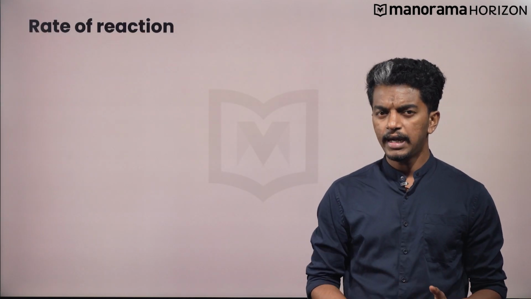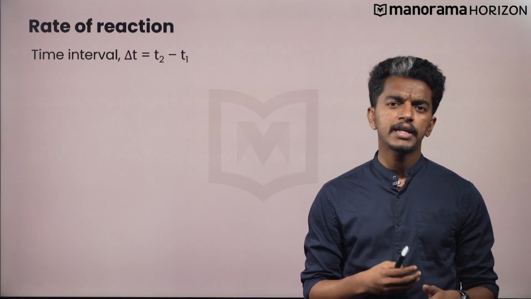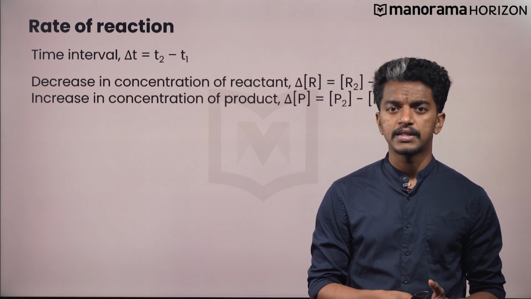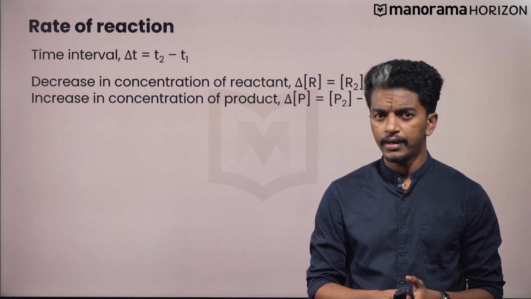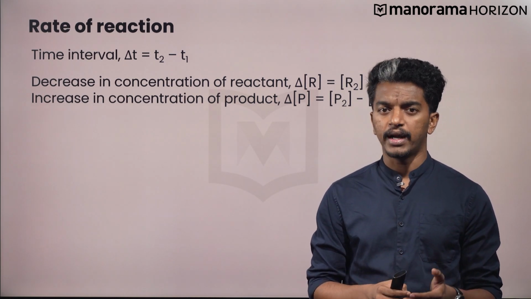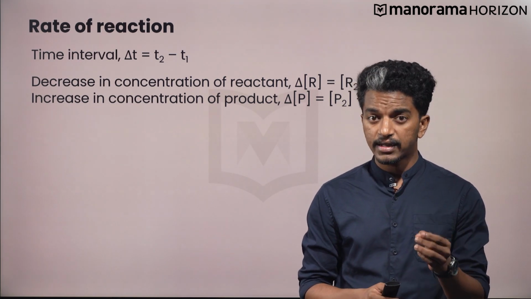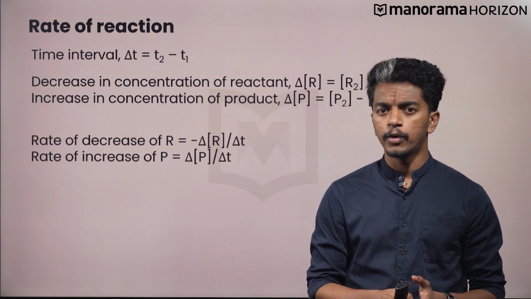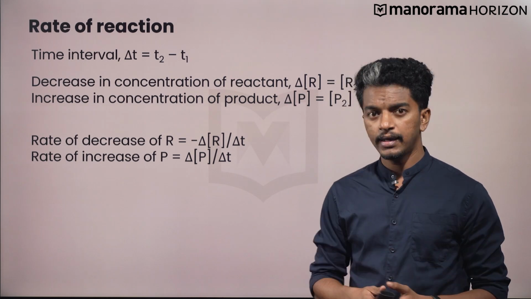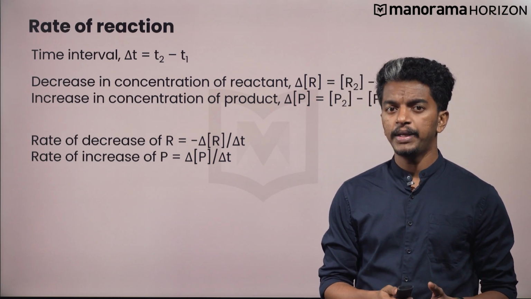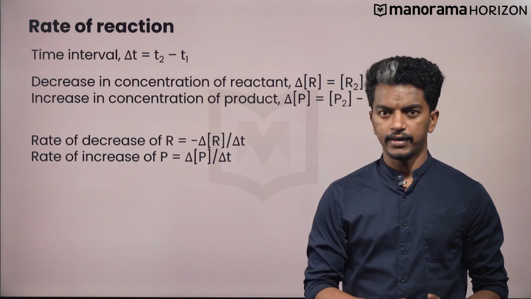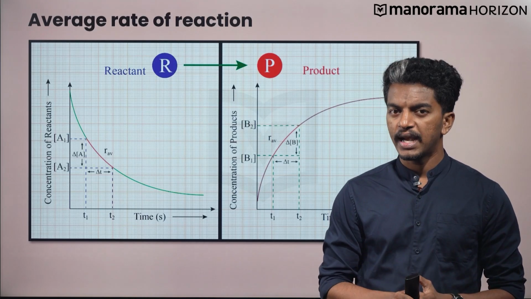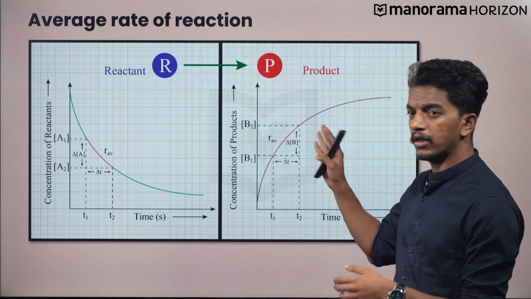For a time interval, delta T given by T2 minus T1, if the decrease in concentration of the reactant is R2 minus R1 and the increase in concentration of the product is given by P2 minus P1, then the average rate of reaction can be defined in terms of the change in concentration of the reactant or product with respect to time. That is, the rate of decrease of R will be equal to minus delta R by delta T, and the rate of increase of product P will be equal to delta P by delta T. The average rate then would be given as shown here. The average rate of reaction can be depicted graphically as shown here.